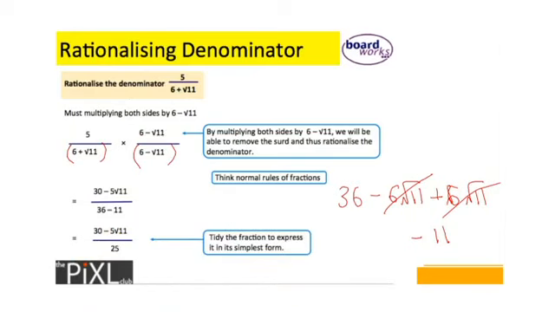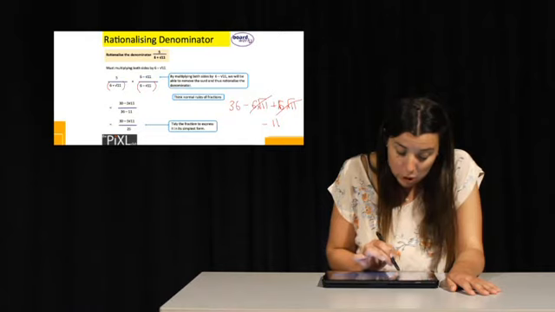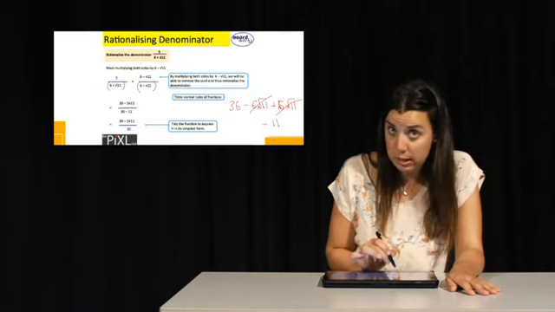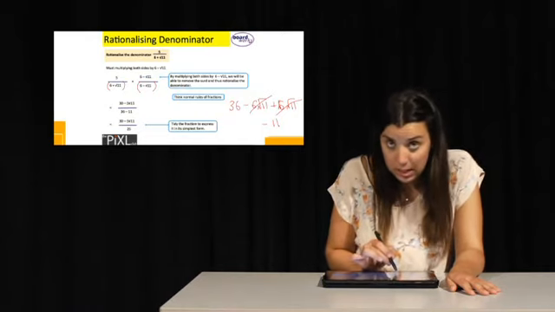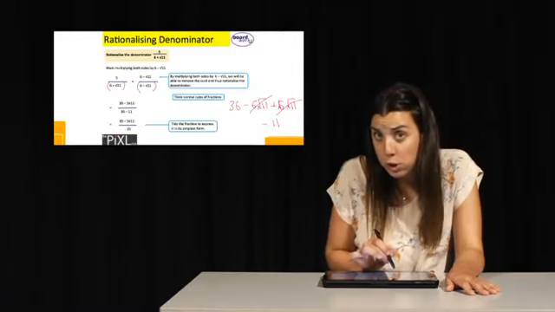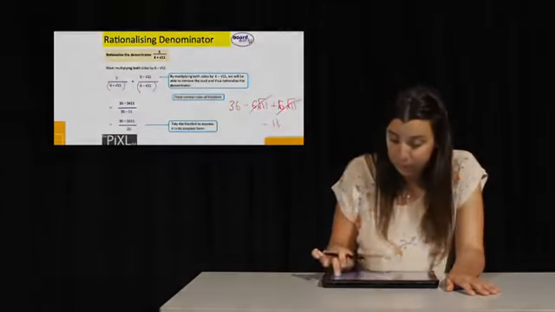Simplifying, we have 25 on our denominator. Our denominator now is without a surd, therefore it's been rationalised. On the top, our numerator, we still have 30 subtract 5 root 11. That's as simple as this fraction can go. There's a surd in the numerator, that's not a problem. The denominator is without a surd, therefore the denominator has been rationalised.